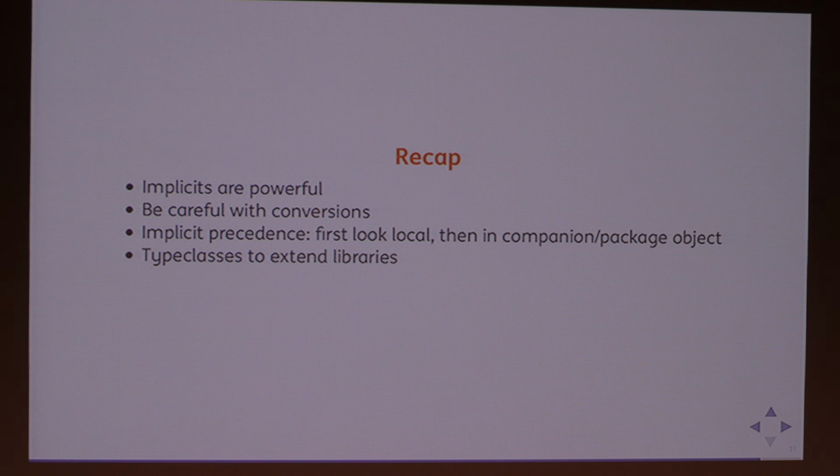And maybe the thing I want you to take away from this about the scoping and the resolving of implicits is it will first look in the local scope. If it doesn't find anything, it will look in the companion and package objects that are relevant for any of the types involved in the conversion in this case. And type classes are a very powerful means of extending libraries without having to clutter the libraries with all kinds of things in a non-intrusive way, basically. So that's what I wanted to talk to you guys about today.